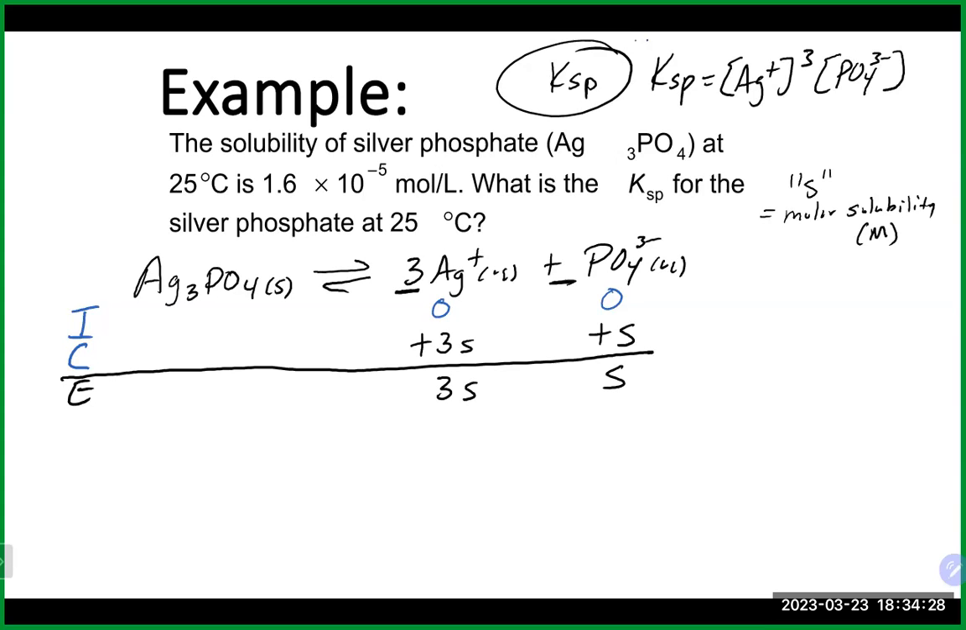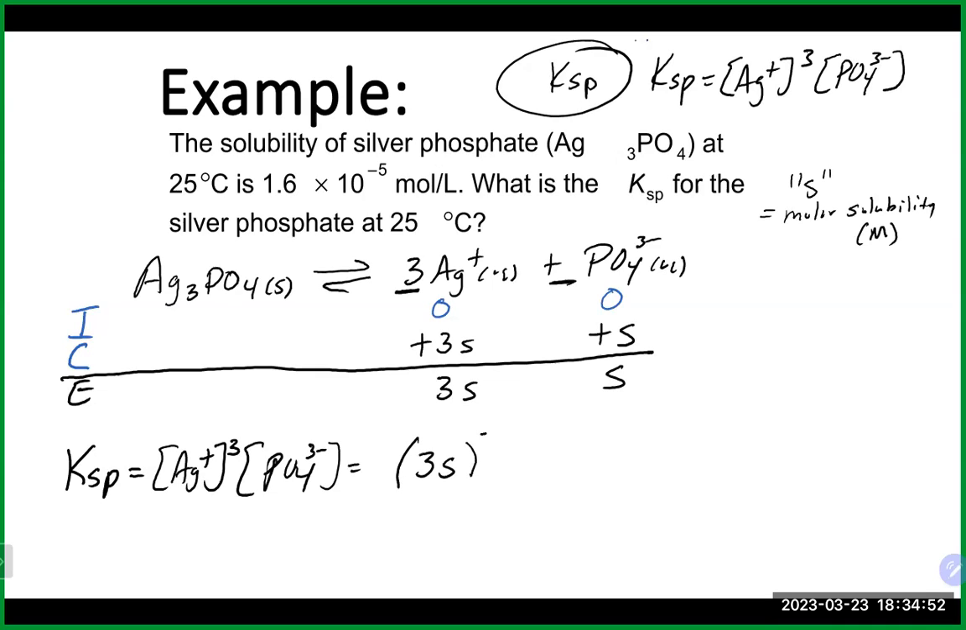Now, normally what we would do is take that equilibrium line and stick it into our equilibrium expression. So if we did that just like we normally would, where our KSP is equal to the silver concentration cubed and the phosphate, that would give us basically 3S cubed times S. In this particular case, we're actually looking for the KSP value. So obviously, if we were given the KSP value, we would be able to solve for S.